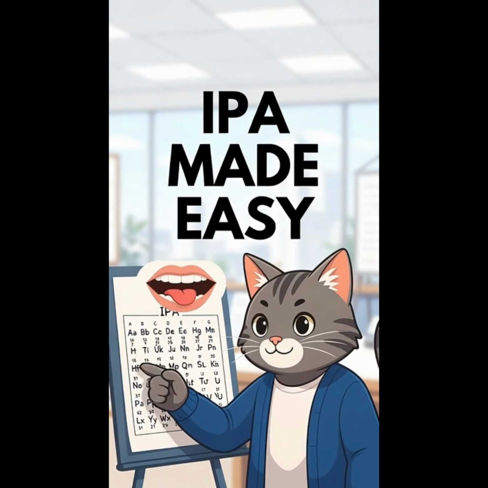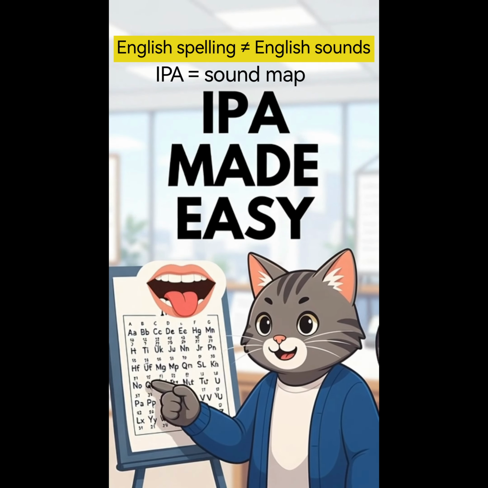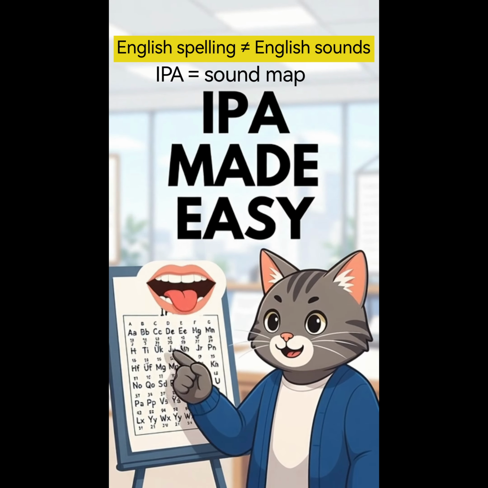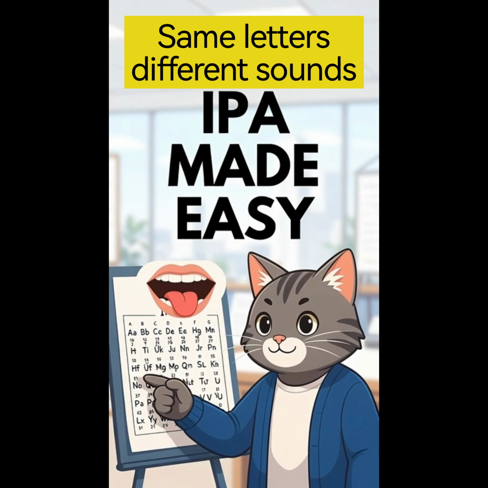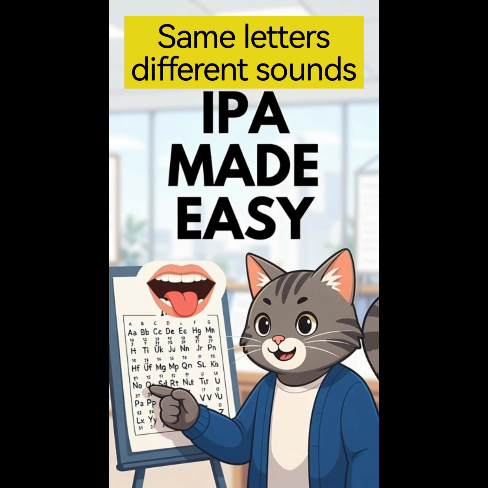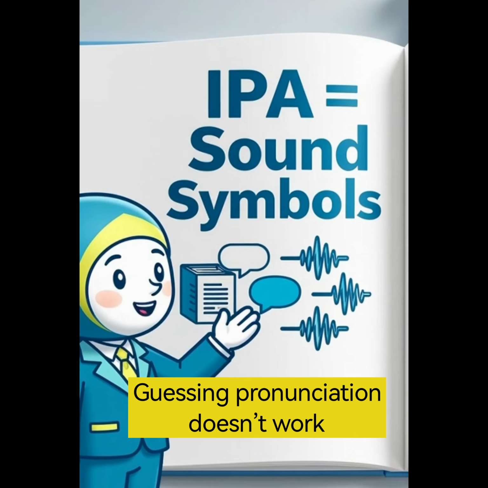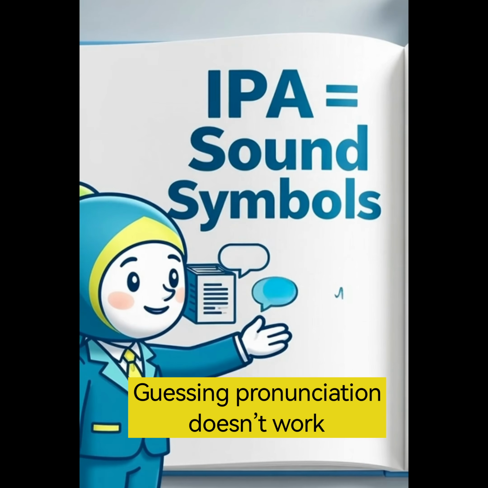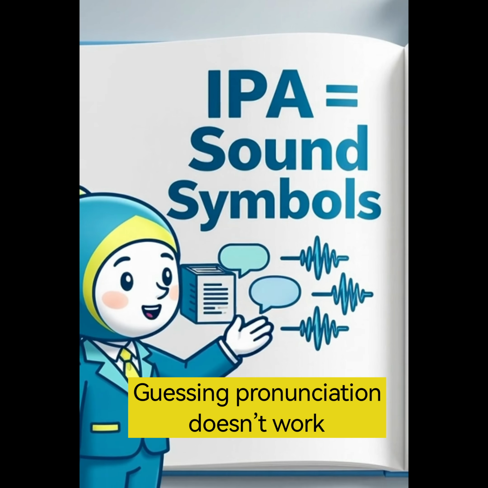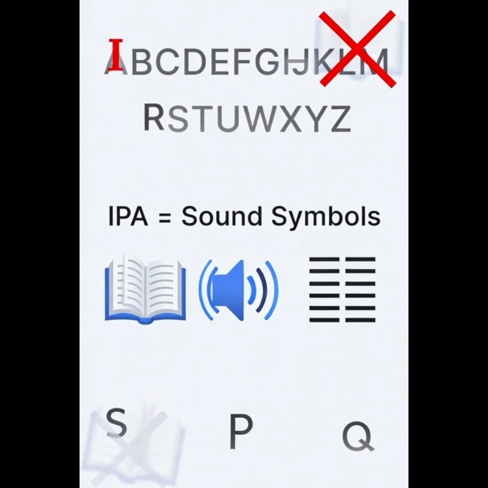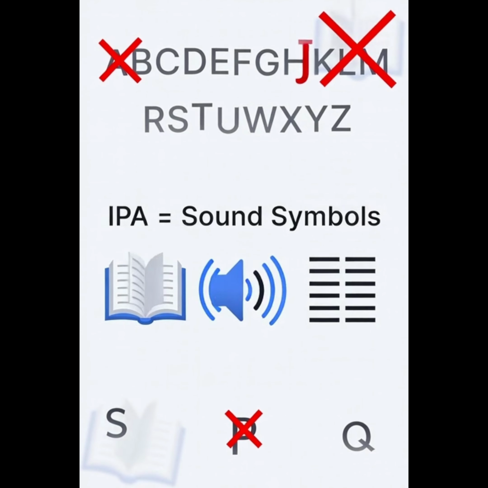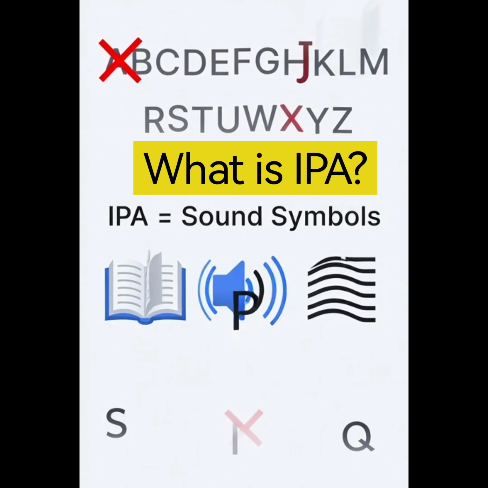Many English learners are confused by pronunciation because English spelling is not logical. The same letter can have many sounds, and different letters can make the same sound. That's why guessing pronunciation often fails. Today, I will explain the IPA chart, a system that shows how English is actually spoken, not how it is spelled.